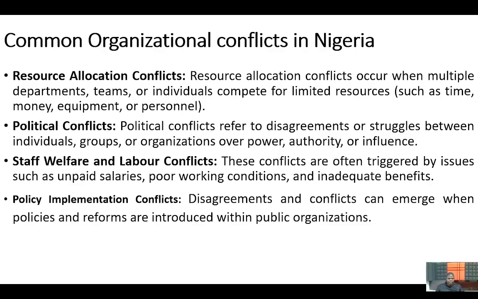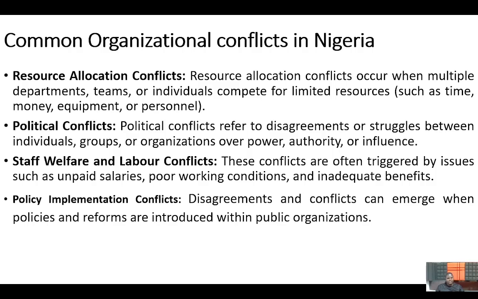Even now, the next thing also is personnel. Personnel is also a very big problem. Sometimes you see a staff who may be doing well in the accounting department or in HR or maybe in marketing and other departments, and such an employee is changed or transferred. Honestly, all of those things can cause conflict. Then we have political conflicts.